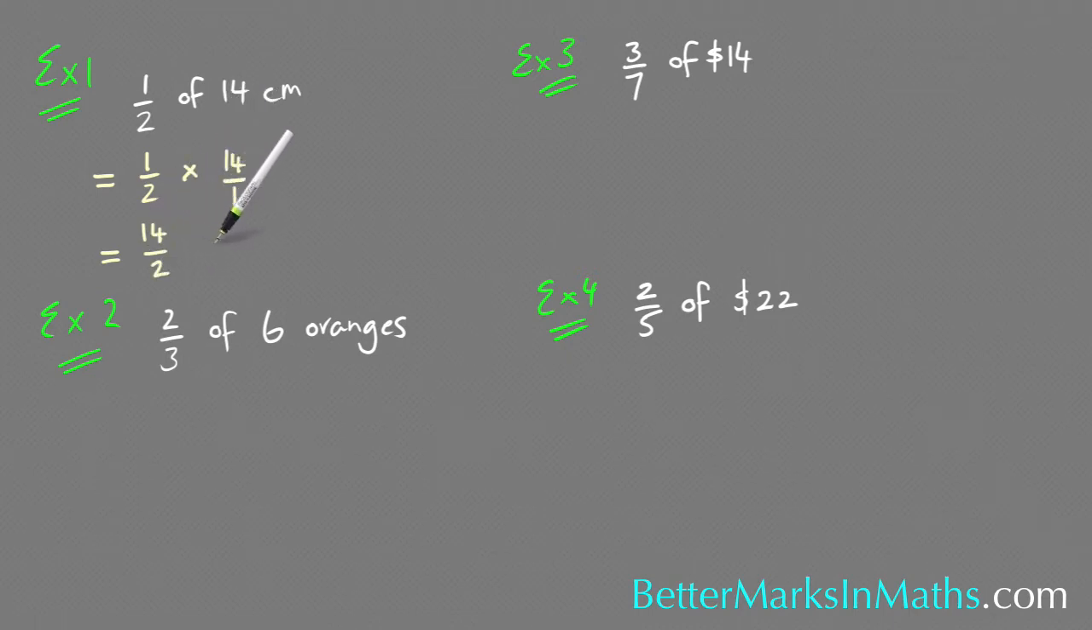And then how many 2's in 14? The answer is 7. And so because it was a half of 14 centimeters, the answer is 7 centimeters.